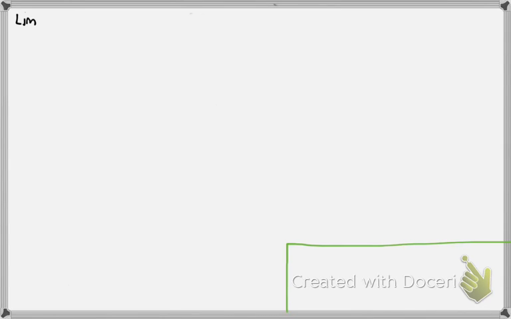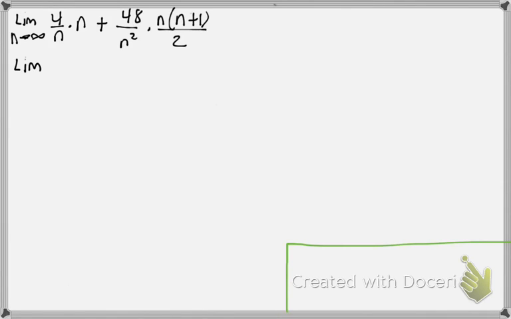So that'll be the limit as n goes to infinity, 4 over n times n plus 48 over n squared, and that sigma got replaced by n times n plus 1 over 2. So let's do some more simplifying. That's kind of the name of the game on these problems. Let's do some more simplifying and then continue to do more simplifying.